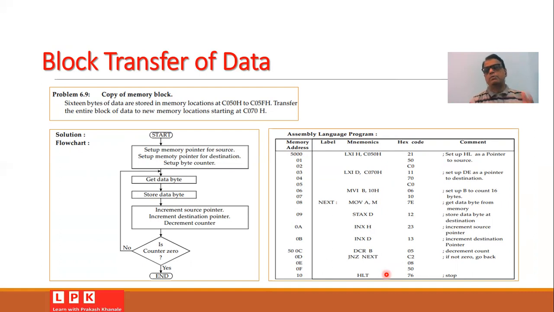So once you type this program, as I told you, you can make use of your mobile phone to execute such programs. I have already illustrated in another session how to make use of the mobile 8085 simulator app. And then you can see that the data stored at C050 to C05F will be transferred to C070 to C07F.